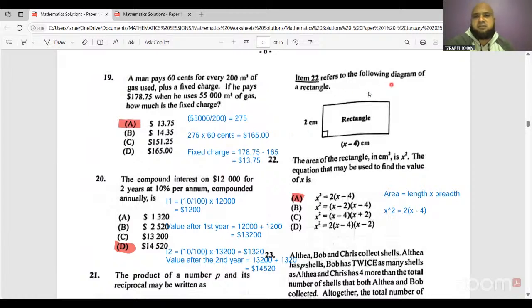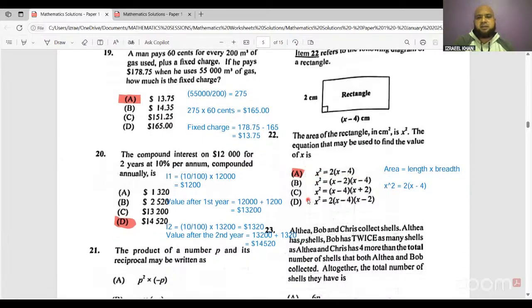22, and you can see it refers to a diagram of a rectangle. We had the sides x minus 4 and 2. They say the area of the rectangle in cm squared is x squared. So your area is x squared. And they're asking for the equation that may be used to find the value of x. Well, area of a rectangle is what? Length by breadth. So it's just 2 by x minus 4, as you can see down here, will give me the area, which is x squared. Pretty straightforward. Easy answer there.